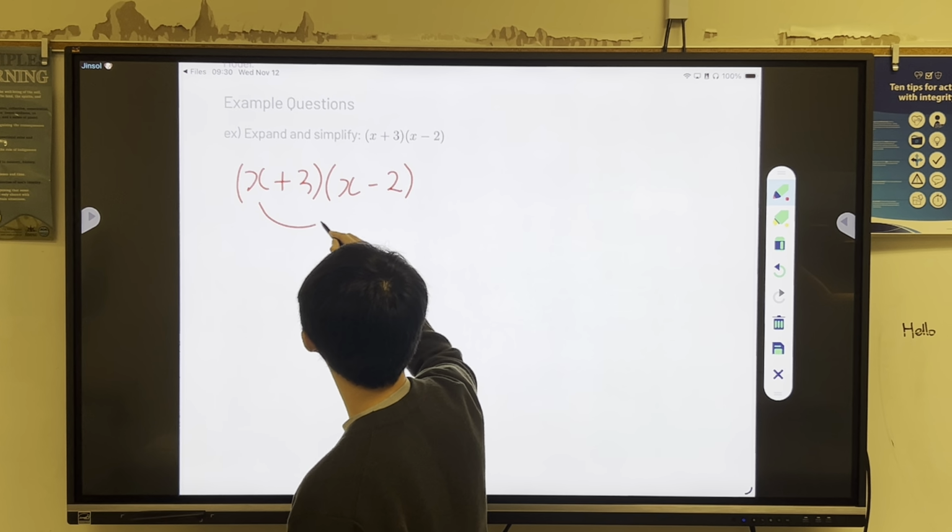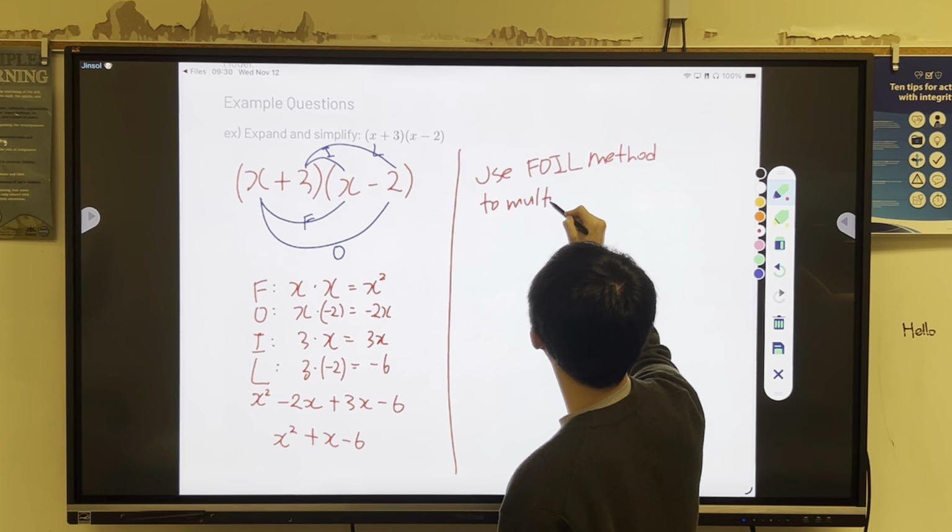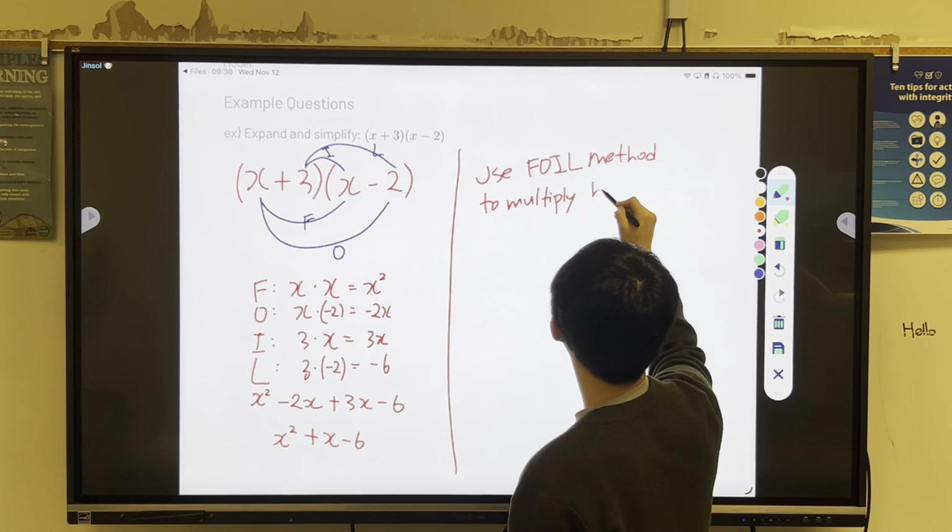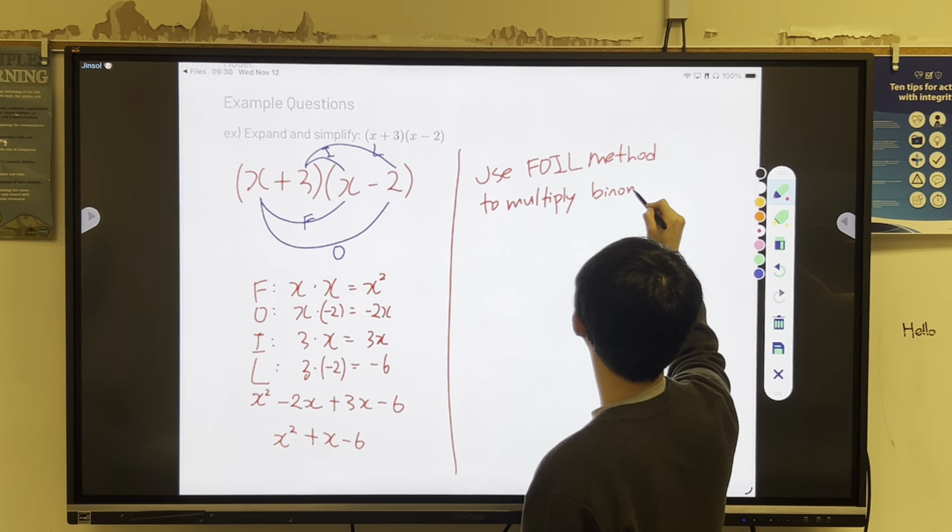Let's annotate our process. Use the FOIL method to multiply binomial by binomial. The binomial means it's a polynomial with two terms. The FOIL method only works with the binomial times the binomial questions. So that's why we use the FOIL method here.